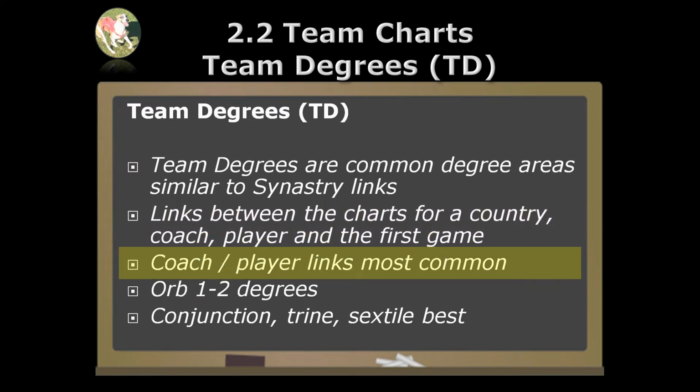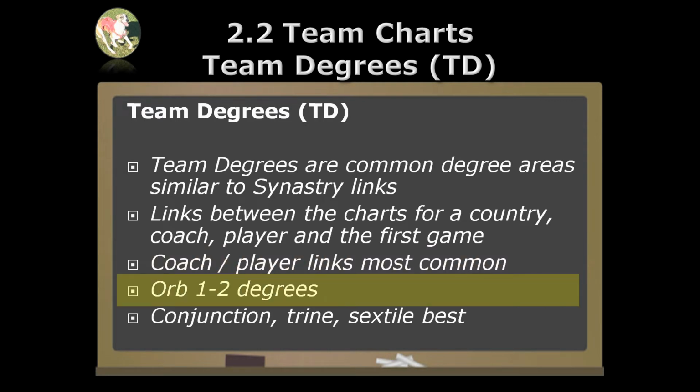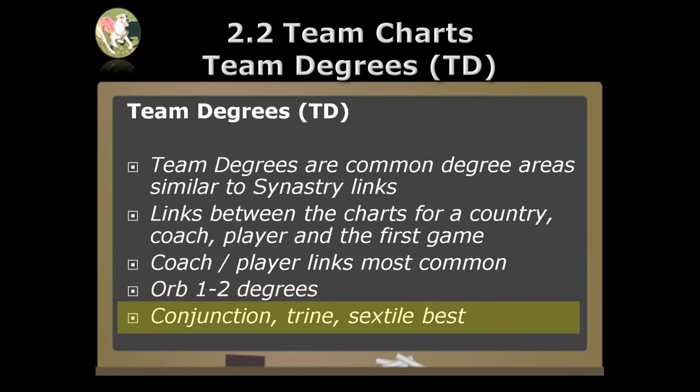The most common link you'll see will be between a coach and a player. You want to keep these degree areas relatively tight. The closer the better, with an orb of 1 to 2 degrees. Conjunctions, trines and sextiles are the best. They're flowing aspects. Squares, oppositions and quincunxes are a bit more difficult to interpret.